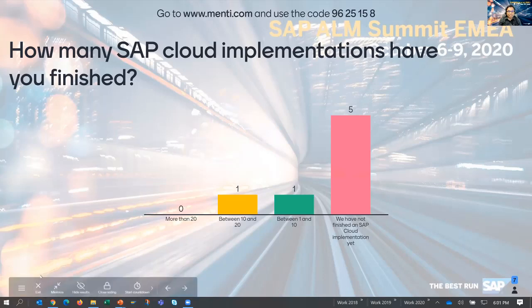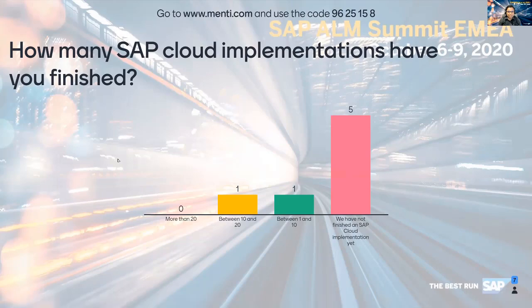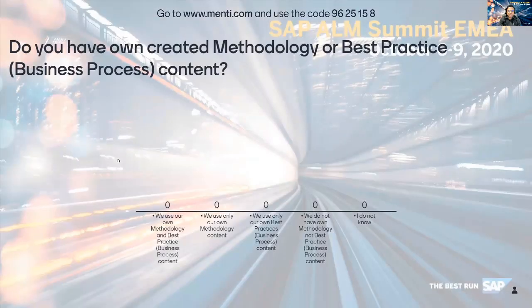And we can quickly see some of the other responses. So feel free to log in and go to menti.com, and the number I would reiterate is 9625158. So you can log in and get that. The next aspect is whether you have your own created methodology or best practice, business process content. So essentially you do not have your own methodology nor best practice content, so you're using SAP standard, which is good. Very good to know that.